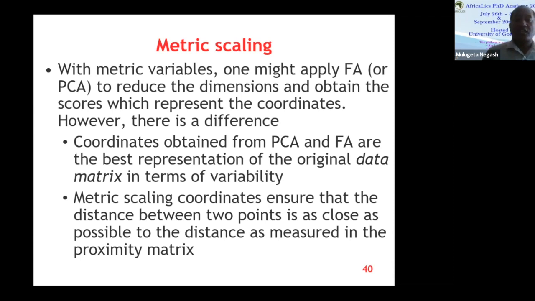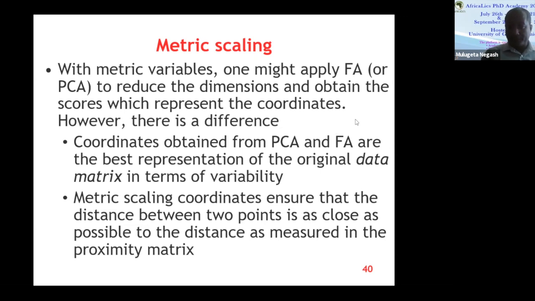When we do this multidimensional scaling, it is a mix of different types of statistical techniques. Factor analysis and principal component analysis are used to reduce dimension. They are called data reduction techniques. For example, I might be asking about a particular issue using 20 questionnaire items. It is very difficult to see which questionnaire item is matching which, and by conducting PCA or FA, I can reduce this into five variables. That's called factor analysis or principal component analysis. This technique has to be used for multidimensional scaling, specifically when we are planning to do the unfolding procedure. And the coordinates obtained from PCA and FA are the best representation of the original data. And matrix scaling coordinates ensure that the distance between two points is as close as possible to the distance measured.